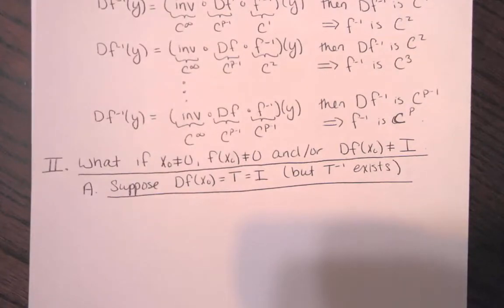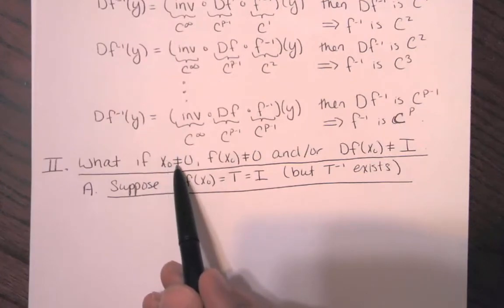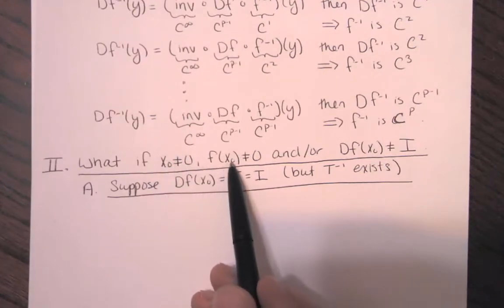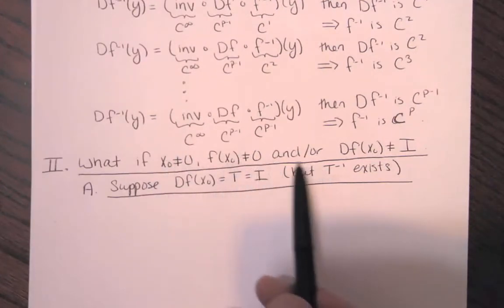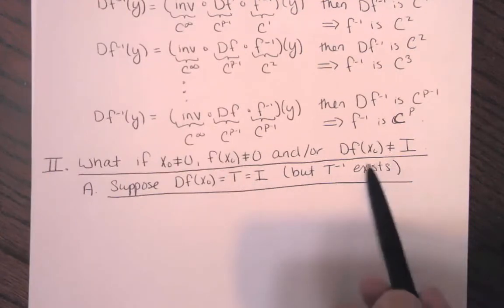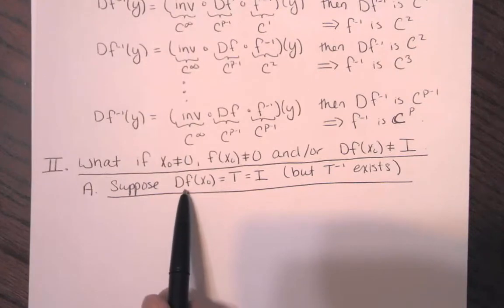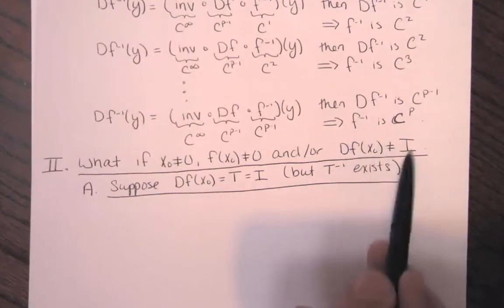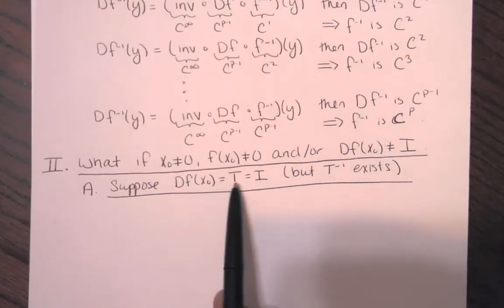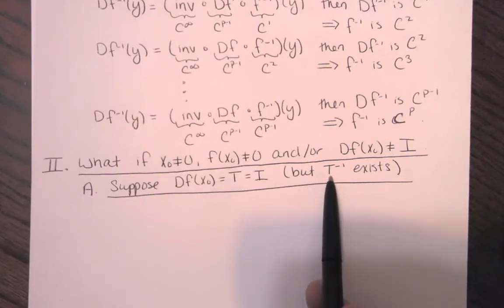So now that we've proved the theorem for the specific case, let's consider the general case that x naught is not 0, or f of x naught is not 0, and the derivative at x naught is not the identity. Let's consider this generalization, that the derivative is not the identity, it's some matrix T. But of course, according to the hypothesis of the theorem, the matrix is still invertible.